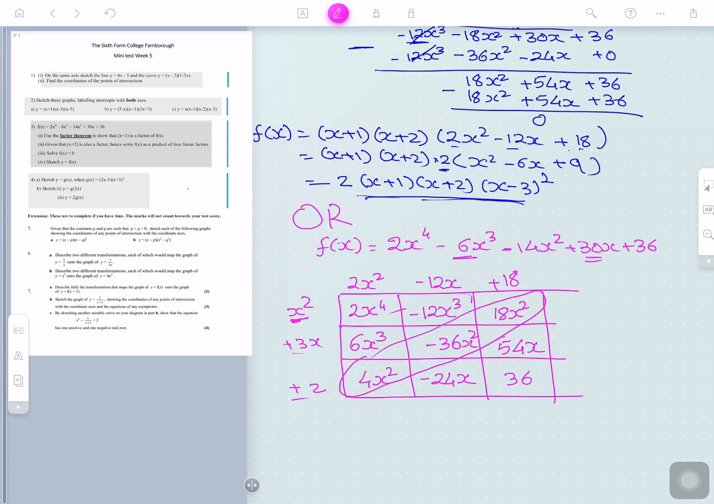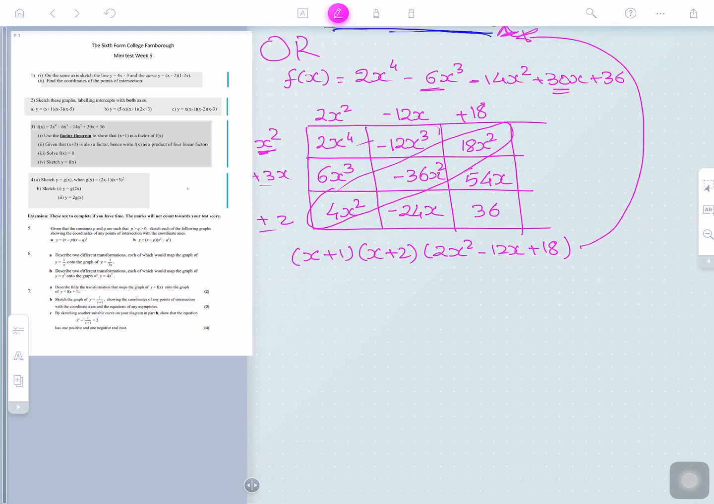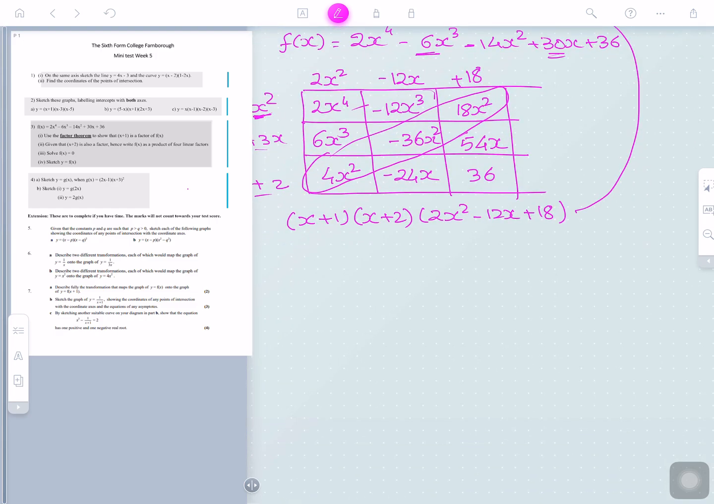So we've got x plus 1, x plus 2, and then 2x squared minus 12x plus 18. And then you factorize like how we did over there, and you follow that step. Okay, so now let's do the next part, which says solve f of x equals 0.